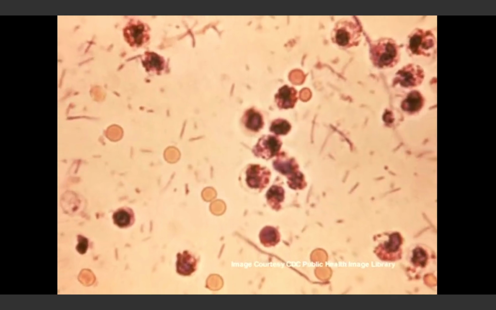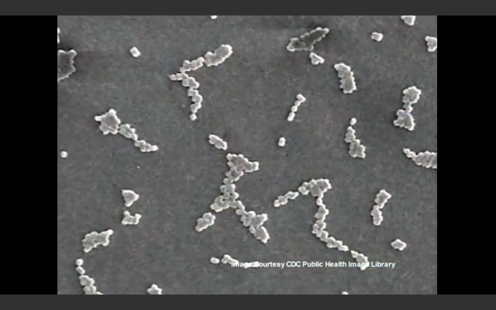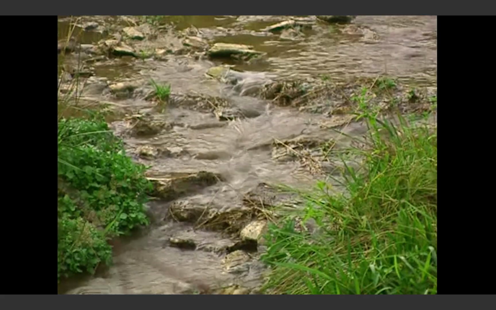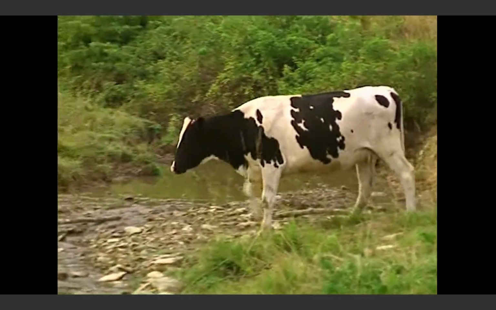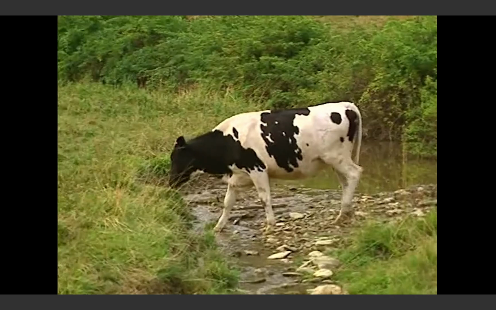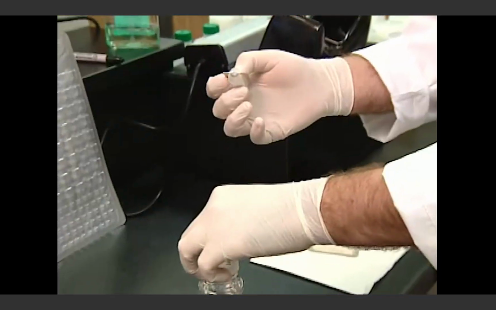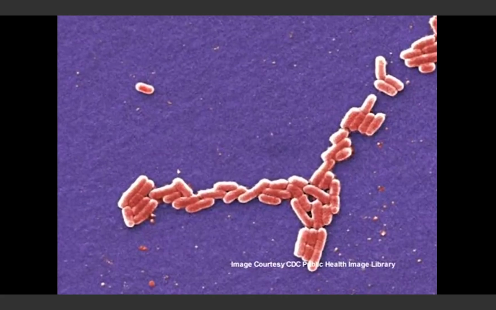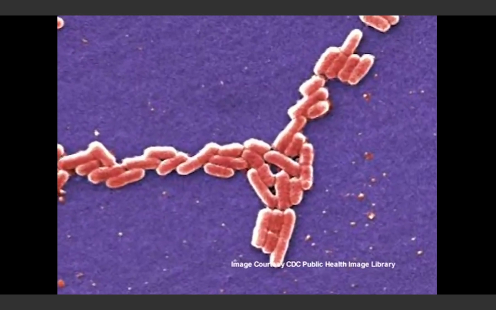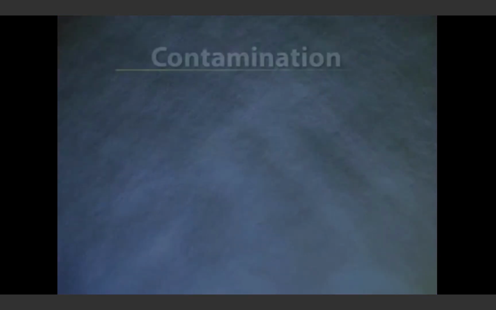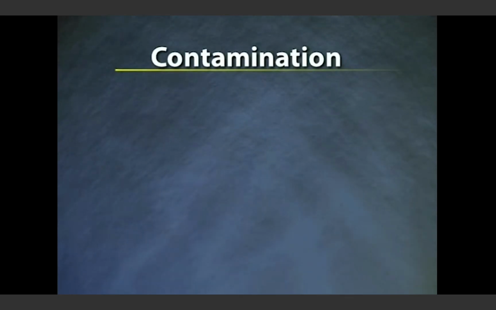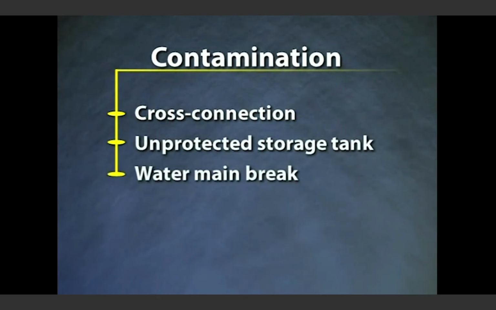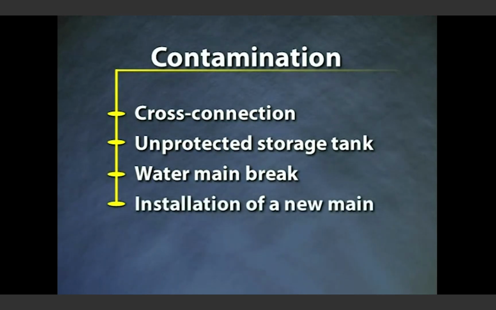When total coliform bacteria are detected, the system is then checked for Escherichia coli, or E. coli, normally associated with fecal contamination, since these bacteria can be a sign that the system could also be compromised by disease-causing organisms. This is why when sampling finds a positive total coliform, it is tested for E. coli, a bacterium that should not be found in the finished water of the distribution system. Contamination in the distribution system can occur through a cross-connection, an unprotected storage tank, a water main break, or the installation of a new main.